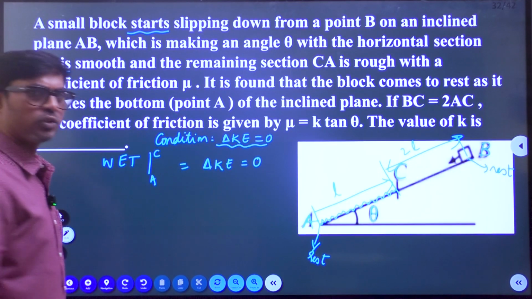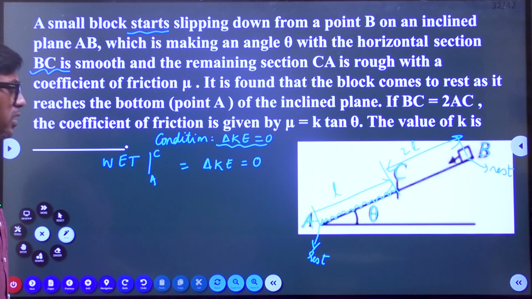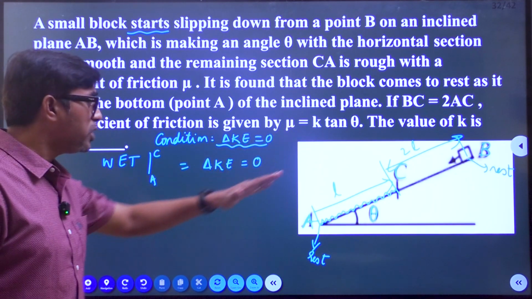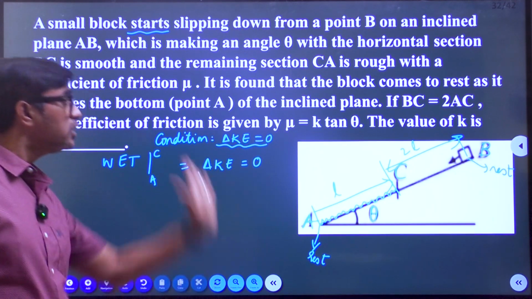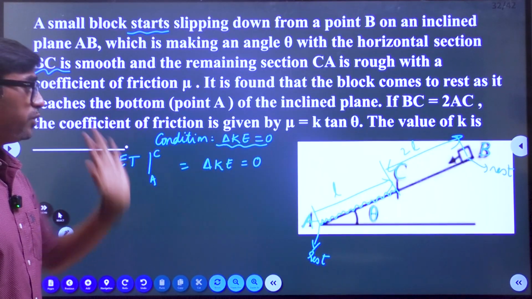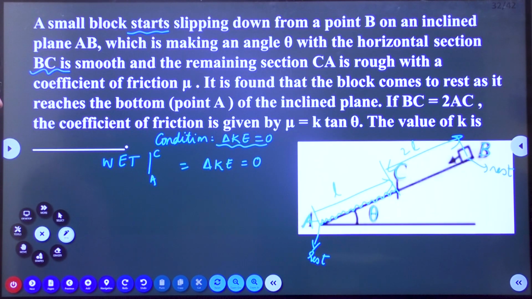One is gravitational force acting, normal reaction is acting, and friction is acting. Work done by normal reaction will be 0 because the displacement is along the incline, whereas normal reaction is perpendicular to the incline. So leave it. Work done by gravity, I have to calculate.